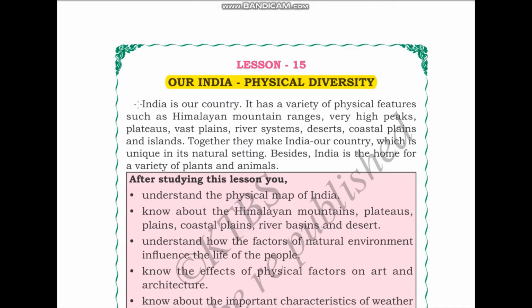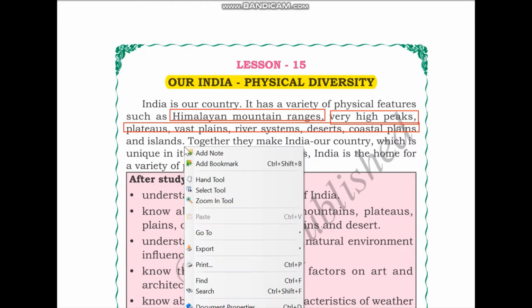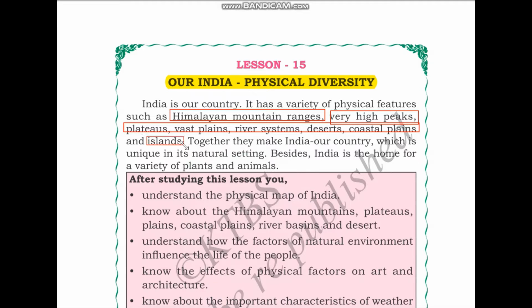India is our country. It has a variety of physical features such as the Himalayan mountain ranges, very high peaks, plateaus, vast plains, river systems, deserts, coastal plains, and islands. Together, they make India our country, which is unique in its natural setting. Besides, India is the home for a variety of plants and animals.